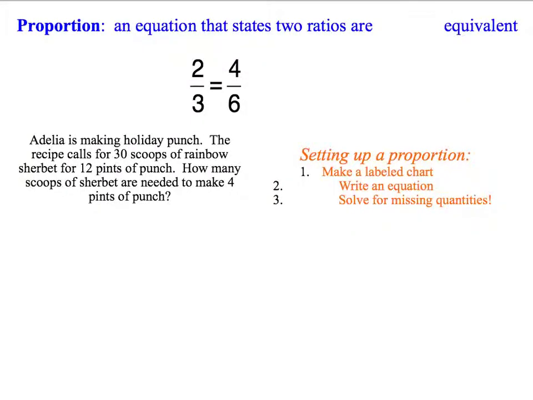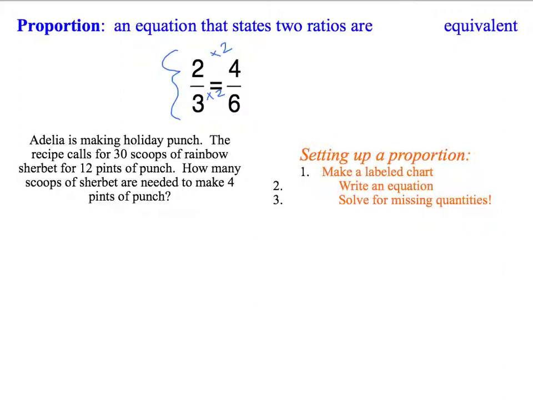A proportion is an equation that states that two ratios are equivalent. So here, in this first example, we have two ratios. The first ratio is 2 over 3, and the second ratio is 4 over 6. We know just from our basic knowledge of fractions that 2/3 equals 4/6, because if you were to multiply 2 by 2 and 3 by 2, you would get 4 over 6.